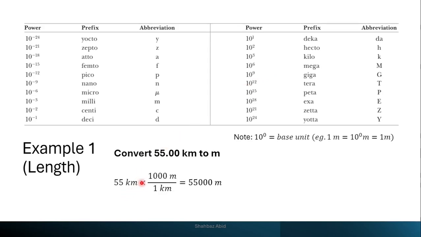So 55 kilometers is the numerical number with its unit. We have to arrange a conversion factor in such a way that we cancel out kilometer with kilometer. As I have mentioned, 1 kilometer is equal to 10 raised to the power 3 meters, which is actually 1000 meters. So kilometer cancels out, and 55 multiplied by 1000 meters gives me 55,000 meters.